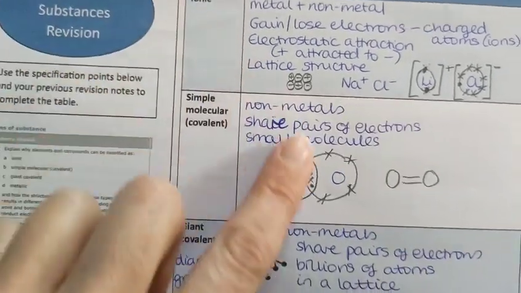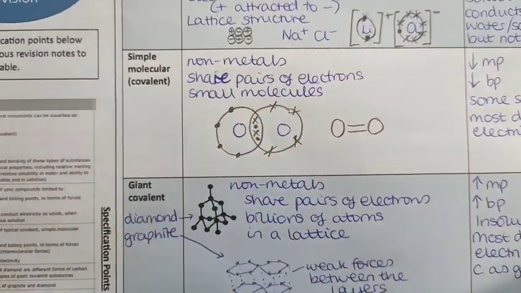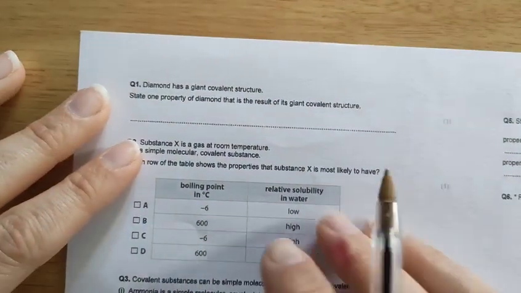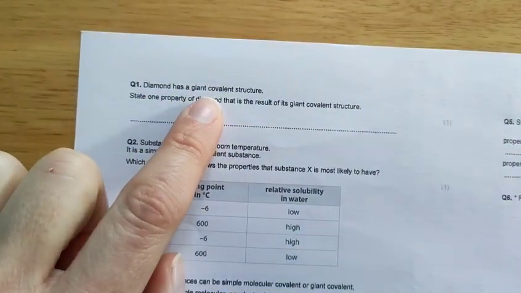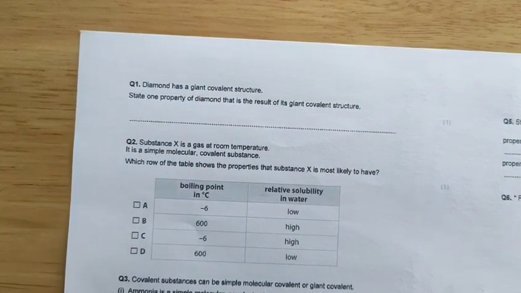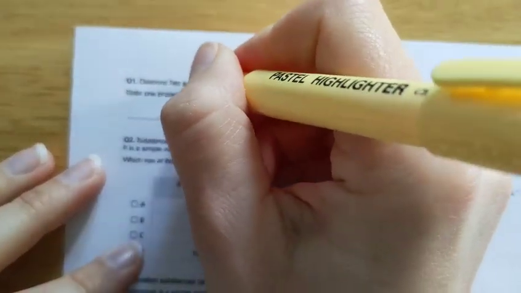Hi everyone, now we've finished this summary sheet, we can start to answer some past paper questions using this sheet. So let's have a go at this. Diamond has a giant covalent structure. I'm going to get out my handy highlighter. Giant covalent structure.